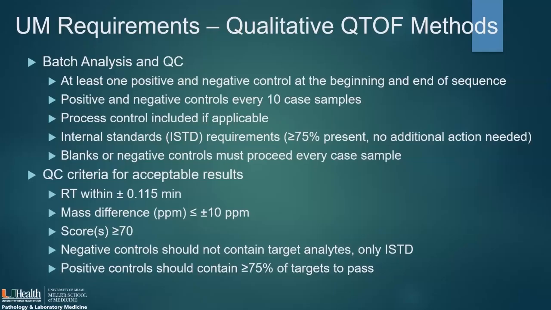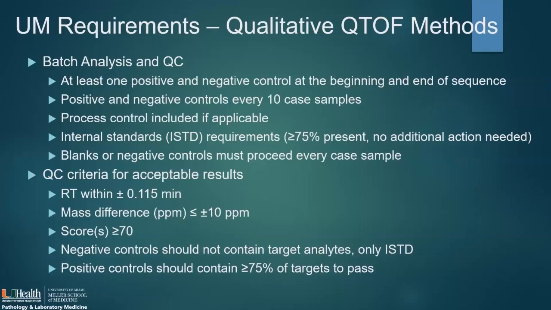So our QC criteria for acceptable results. These are not case samples, I did want to specify. For our QC, we have to have our retention time within 0.115 minutes. We have to have a mass difference, sometimes referred to as mass error, of less than or equal to 10 ppm, plus or minus 10. We have score or scores that need to be greater than 70.